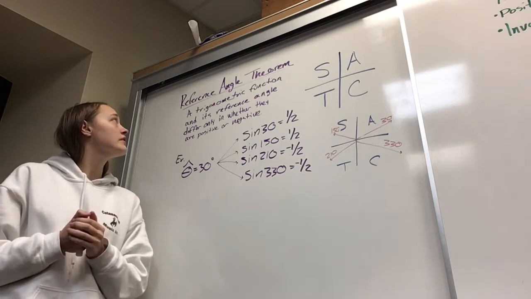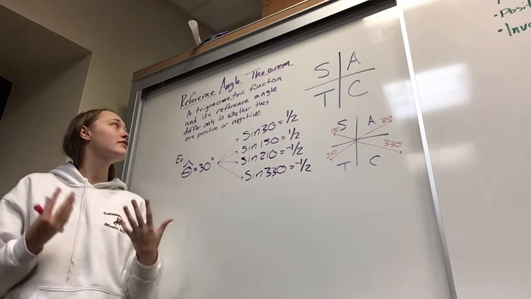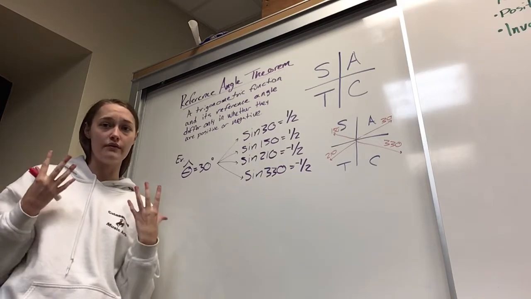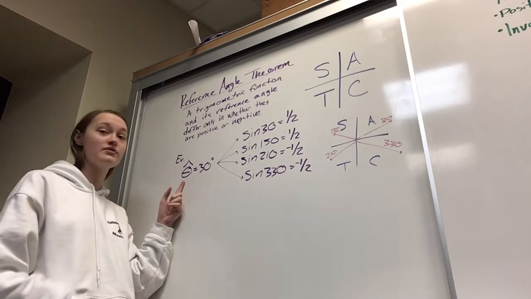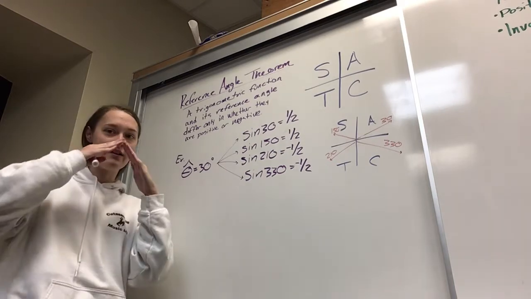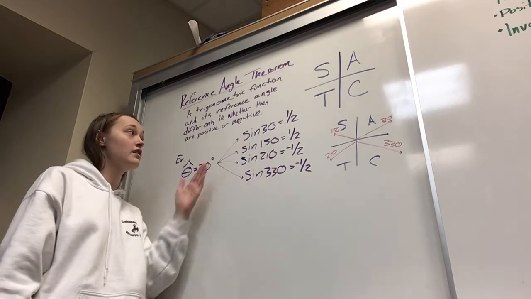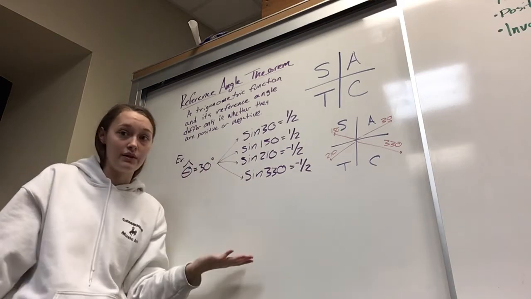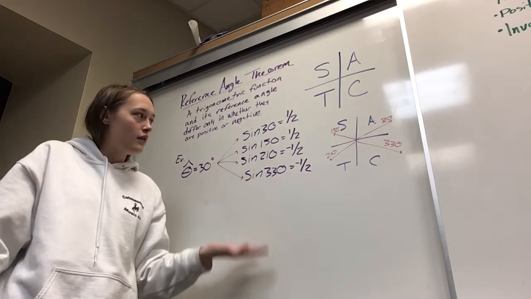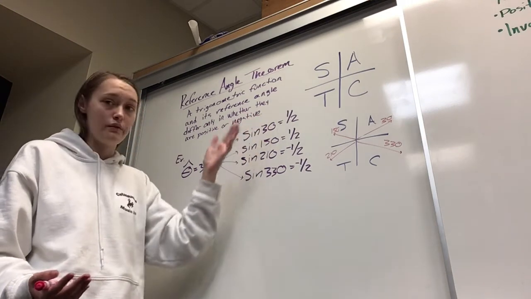The reference angle theorem states that a trigonometric function and its reference angle will differ only in whether they're positive or negative. So say we have the reference angle 30 degrees, and reference angles are denoted by a theta with a little caret on top of it. That could equal any of these four angles. It could be 30, 150, 210, or 330. But they're all the same, except for if they're positive or negative.